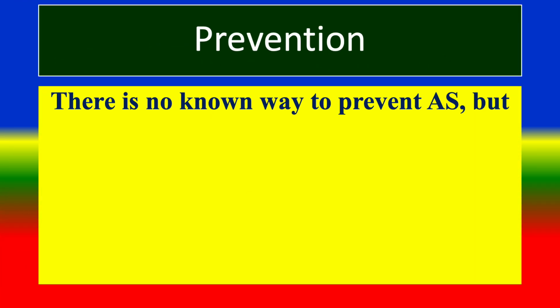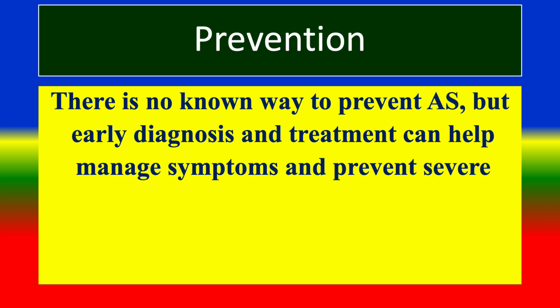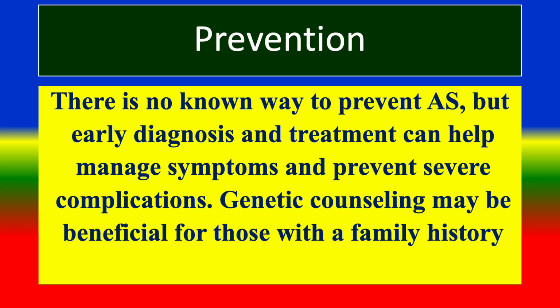Prevention. There is no known way to prevent AS, but early diagnosis and treatment can help manage symptoms and prevent severe complications. Genetic counseling may be beneficial for those with a family history of AS.